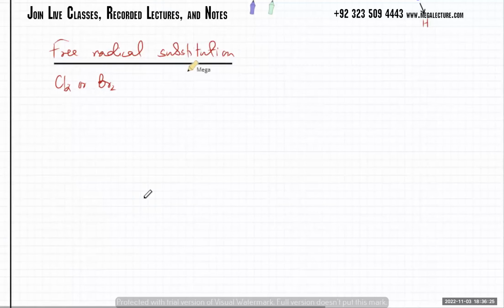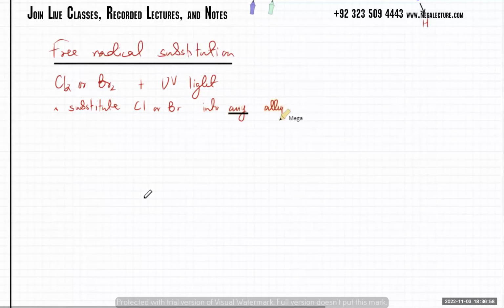It used chlorine and bromine plus UV light. Now remember, the purpose of this reaction was to substitute chlorine or bromine into any carbon chain, not just alkanes, into any alkyl chain. Remember, any alkyl chain. And the only problem with this reaction is that you can't really control it. You can't really predict what the output is.